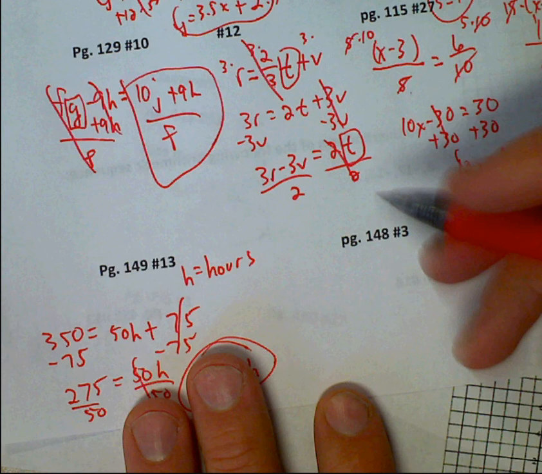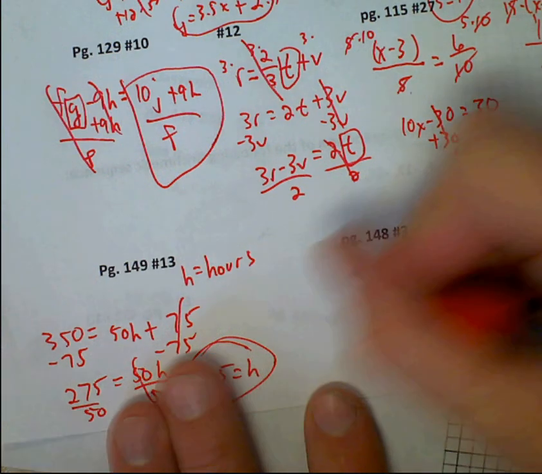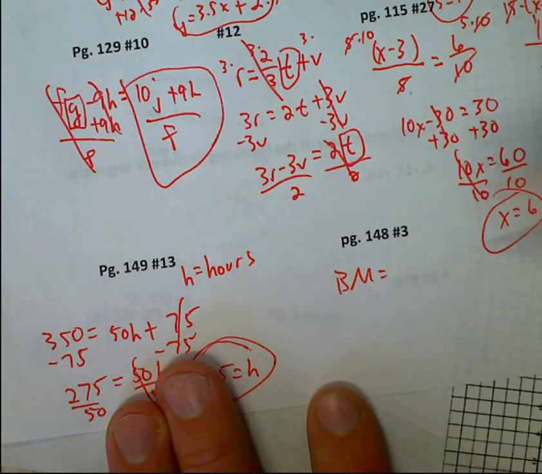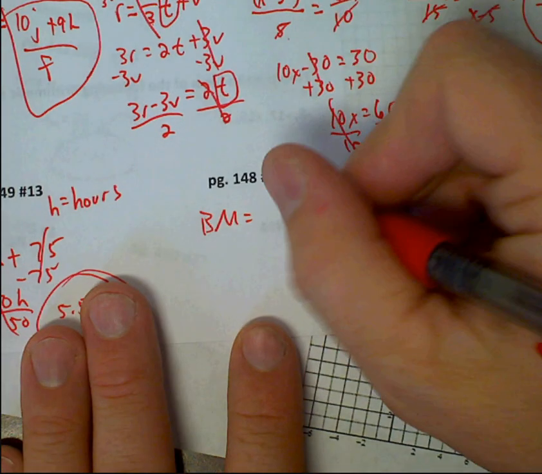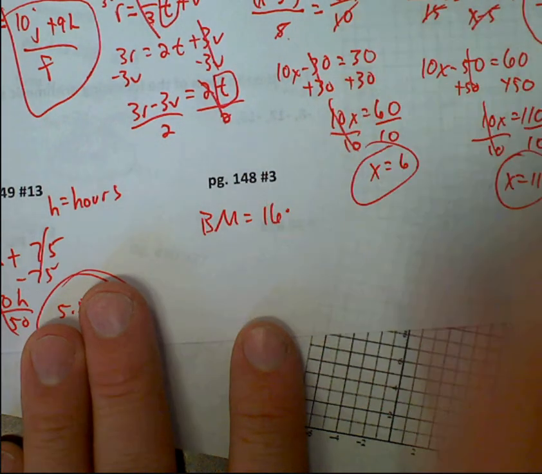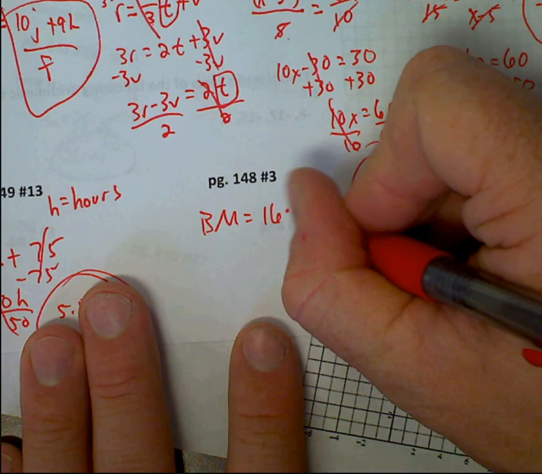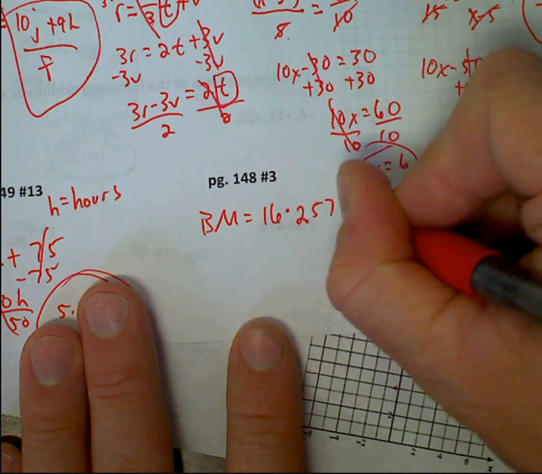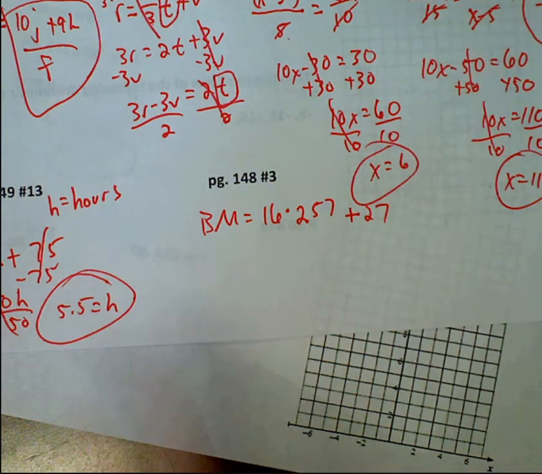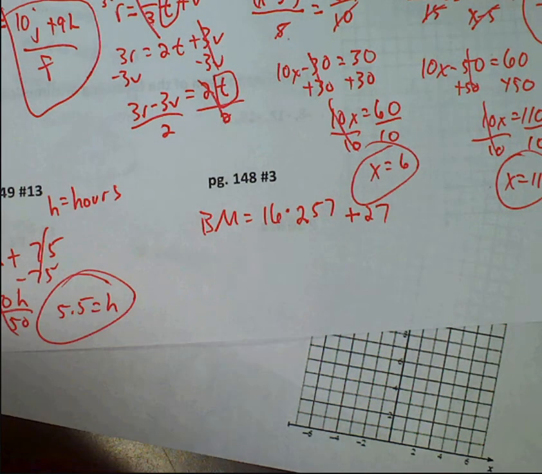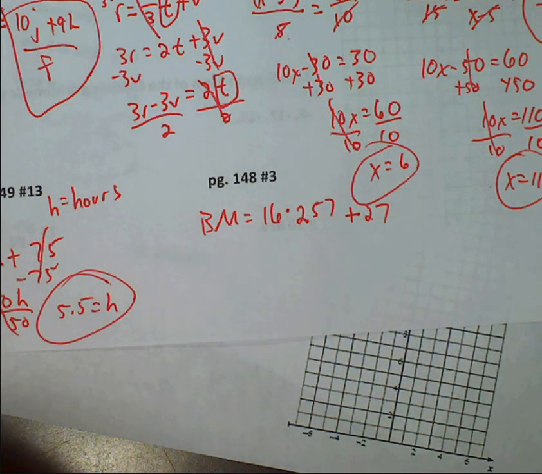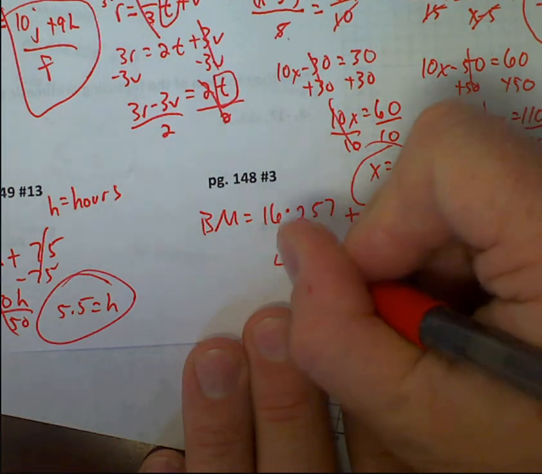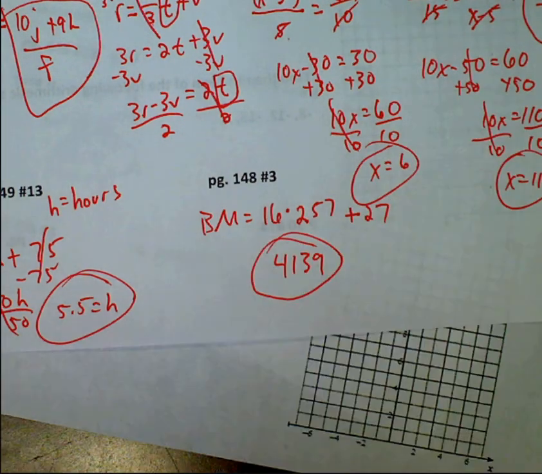So, Black Mountain, I'm going to say BM equals Black Mountain. Black Mountain has to be 16 times the lowest point, which they told me was 257, plus 27. 16 times 257 plus 27. That gives me 4,139, which is letter C. And we are done.